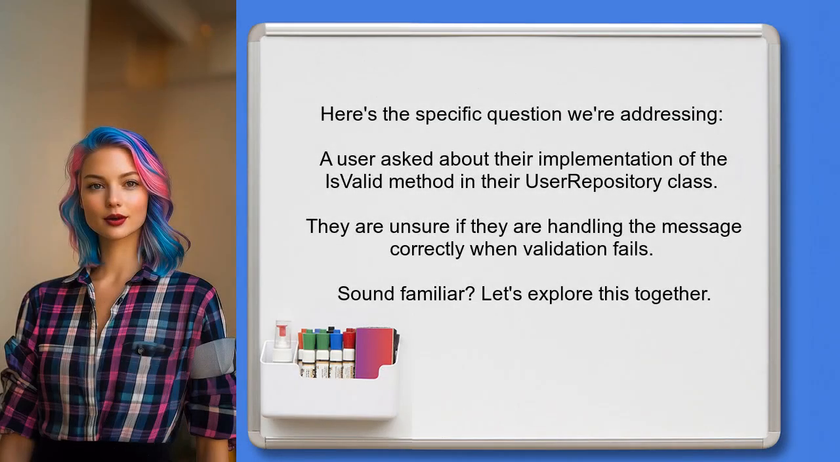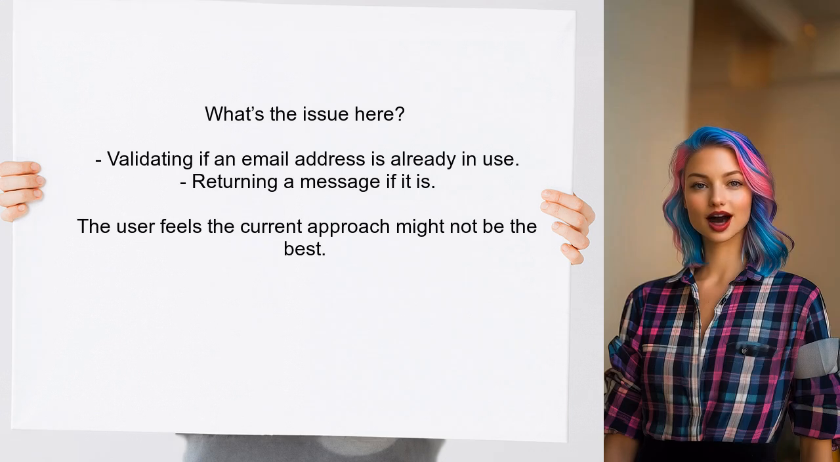Here's the specific question we're addressing. A user asked about their implementation of the isValid method in their user repository class. They are unsure if they are handling the message correctly when validation fails. Sound familiar? Let's explore this together. So, what's the issue here?